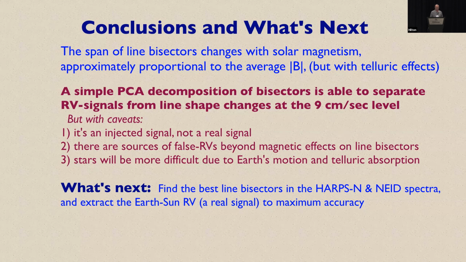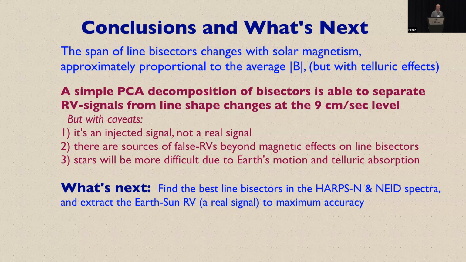My PCA decomposition is able to find that 9 centimeters per second signal. But first of all, it's an injected signal. It's not a real signal. And real signals will be harder. There are other sources of false RVs besides changes in the line bisectors. See Steve Sarr's poster for one example of that. And stars will be more difficult, of course, because the Earth's orbit is almost circular. So the solar spectrum doesn't move very much with respect to the microtelluric background, which will be more difficult to remove and correct for stars.